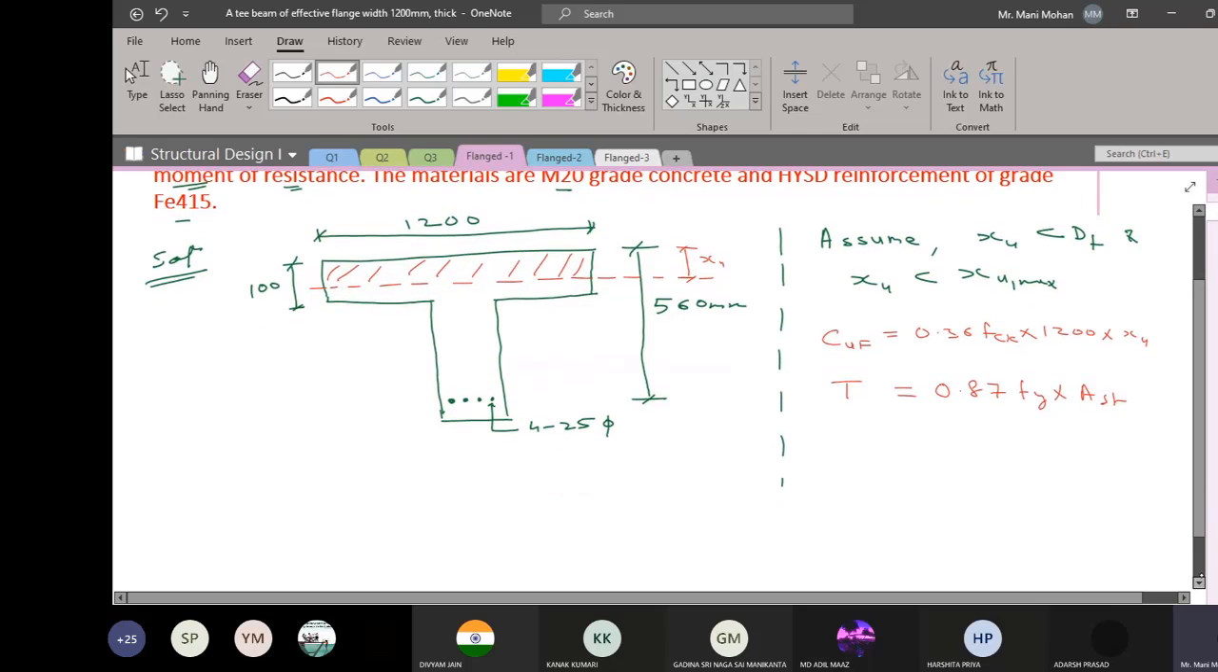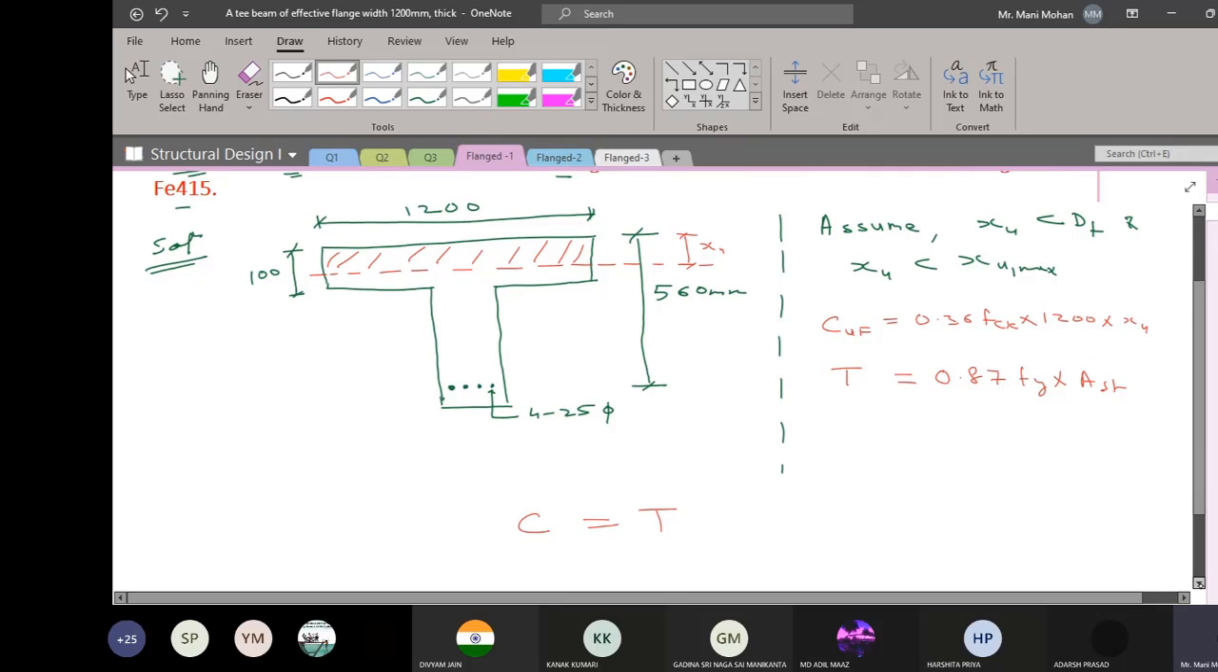Next, in order to compute neutral axis depth, you have to compare total compression force equal to total tension. Now, in this case, total compression force is going to be the compression force in the flange itself. So I'm going to equate these both.